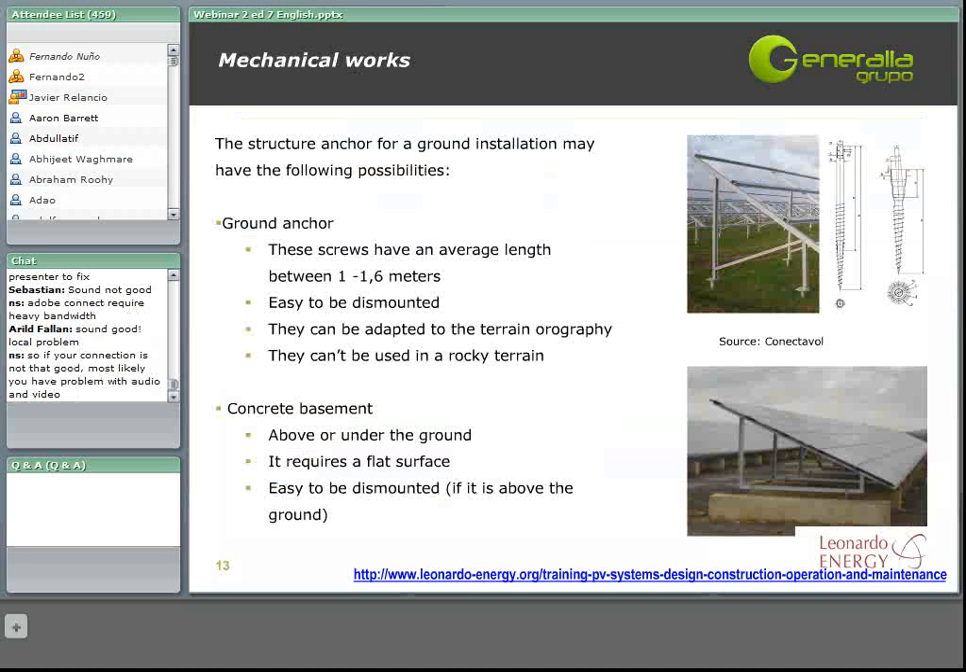Normally, for this kind of structure, we use screws that have a length between 1 and 1.6 meters. However, this type of structure cannot be used in rocky terrain. On the other side, the concrete basement structure will require a flat surface. It can also easily be dismounted, especially if we select this type of structure above the ground.